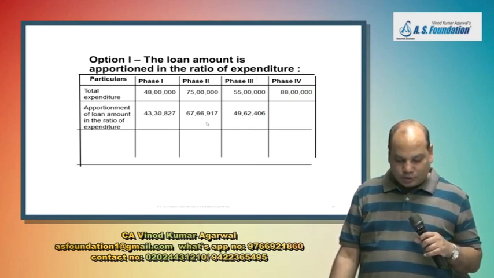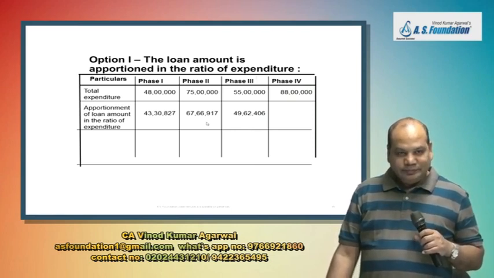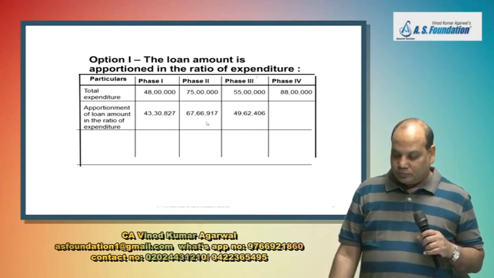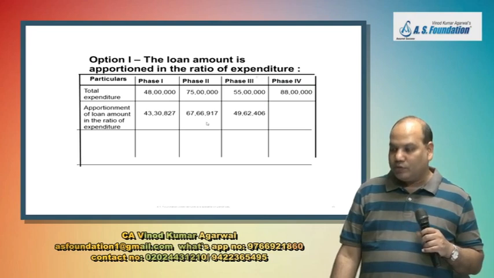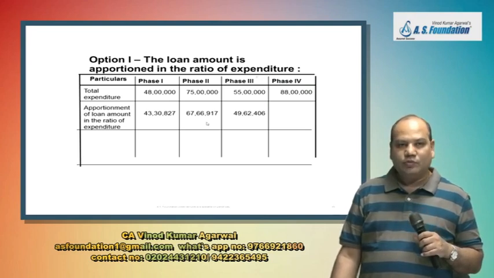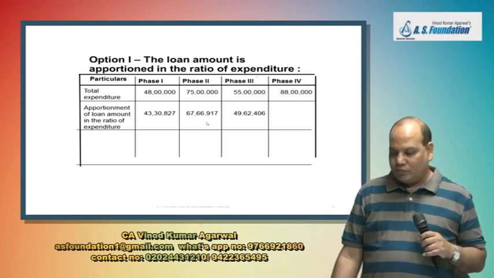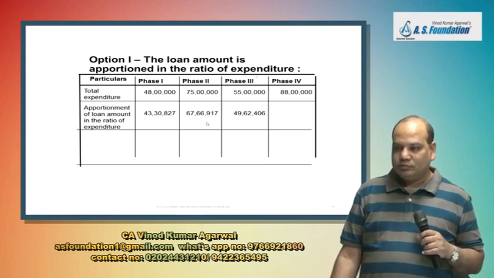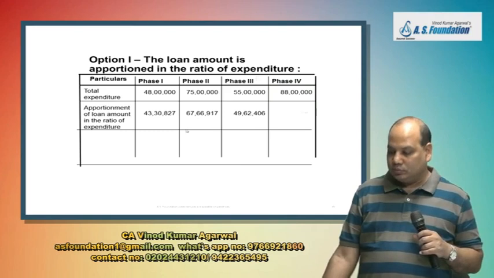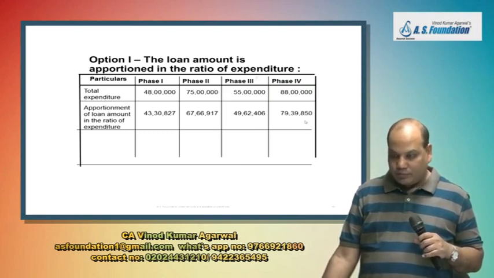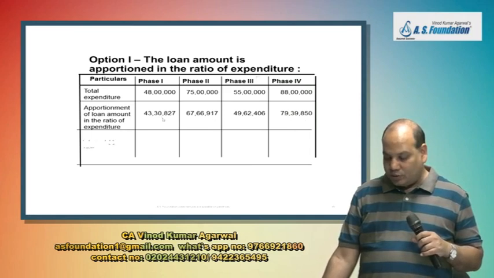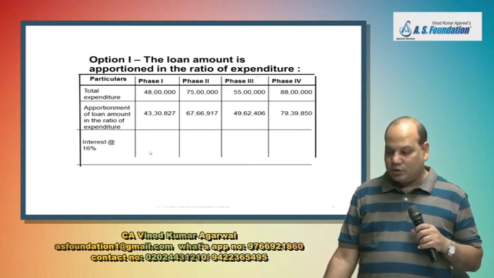55 upon 266 into 2 crore 40 lakh. 49 lakh 62,406. Okay, last one you will answer. Either you write balancing figure or do the calculation. How much is that? 79,39,850. Is it there? And compute interest at the rate of 16% on this amount.